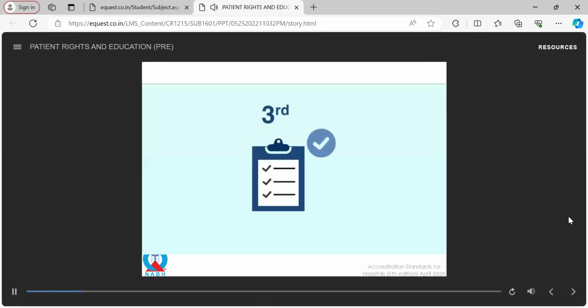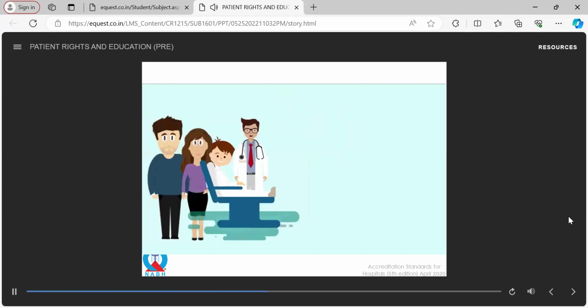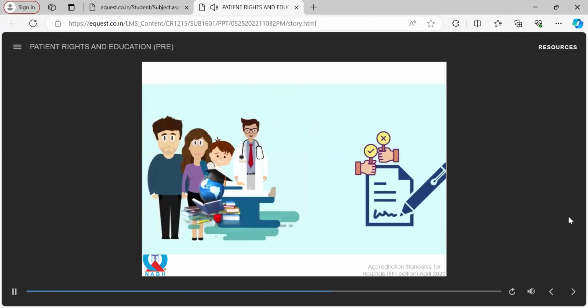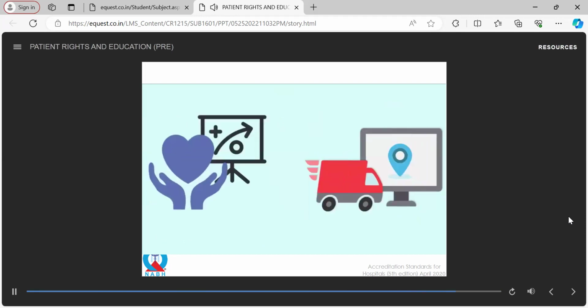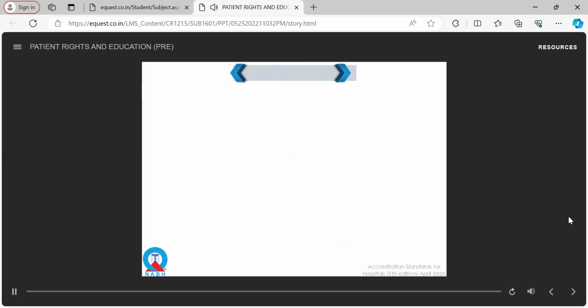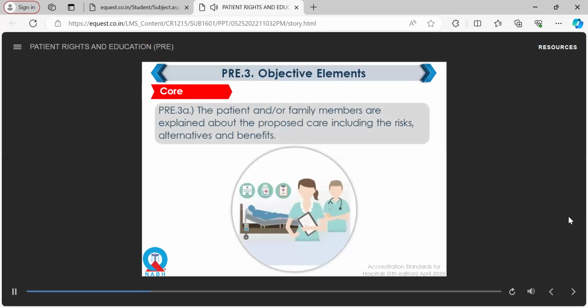Let's move towards the third standard, that is PRE.3. As per the standard PRE.3, the patient and or family members are educated to make informed decisions and are involved in the care planning and delivery process. There are 7 objective elements of standard PRE.3. As per the first objective element, which is core element, the patient and or family members are explained about the proposed care, including the risks, alternatives, and benefits.